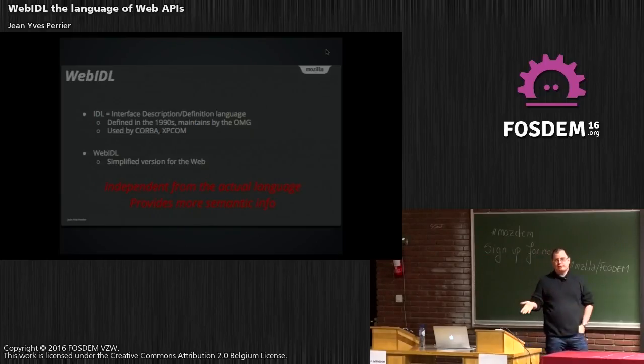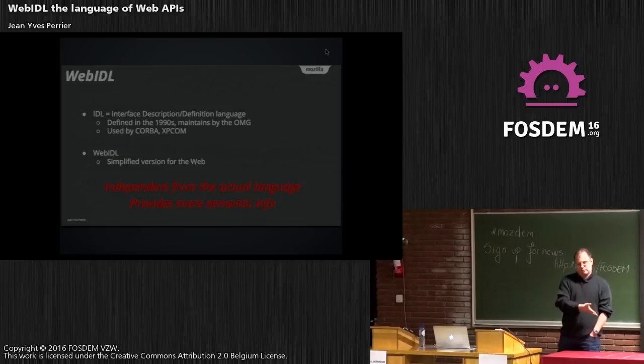Web APIs are written and are in JavaScript most of the time, but they are independent of JavaScript. That means that in order to describe them, what the web API is doing, you don't need to use JavaScript. And in fact, if you look inside the specifications, they are using another language called WebIDL.